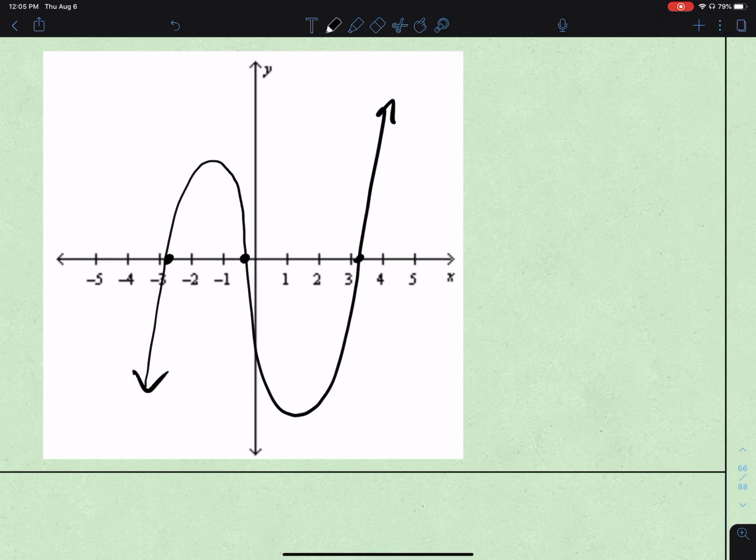So this first x-intercept was negative 2.817. And the next one was negative 0.338. And this third one was 3.155. This is supposed to be 338, not 388. 3.155.